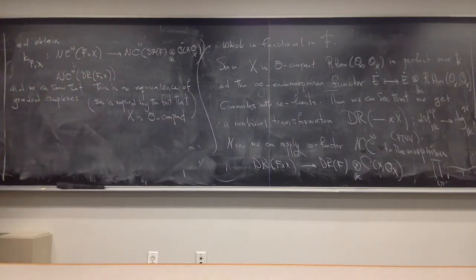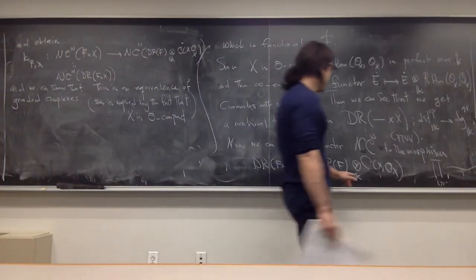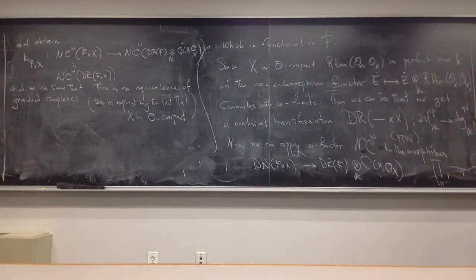So now this is closer to what you were asking, whether this is a quasi-isomorphism or not. It's not a quasi-isomorphism at the level of de Rham algebras, but it will be an equivalence of complexes at the level of negative cyclic complexes. So much, much closer to the Künneth decomposition.